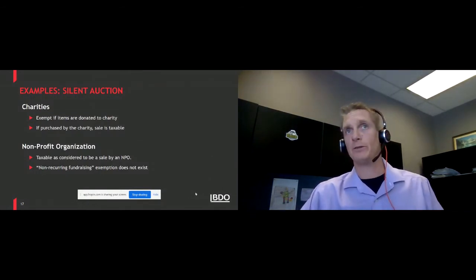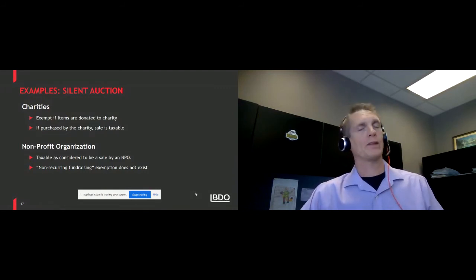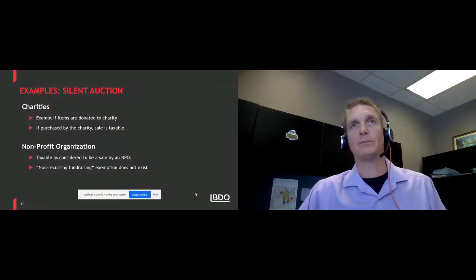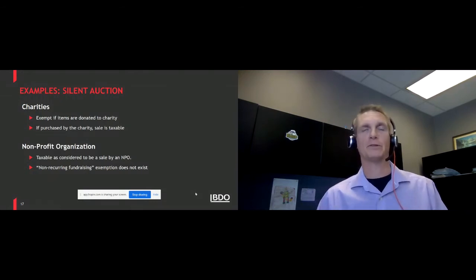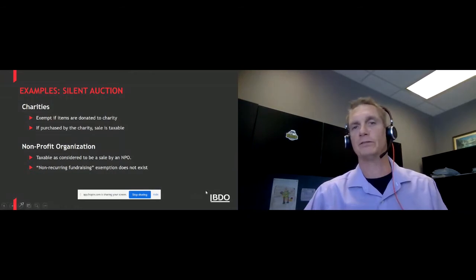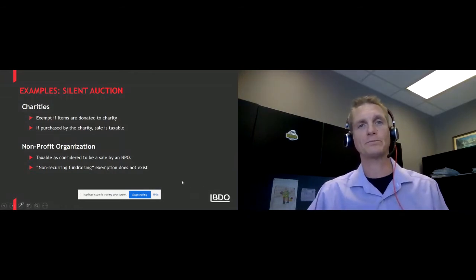Now, for a not-for-profit organization, generally the sale of the goods are going to be taxable. So there's no fundraising exemption or anything similar to that. So you do have to be aware for an NPO that this could be taxable.